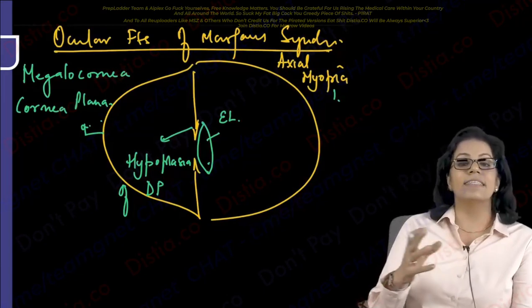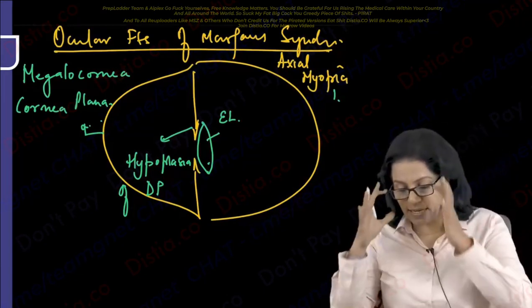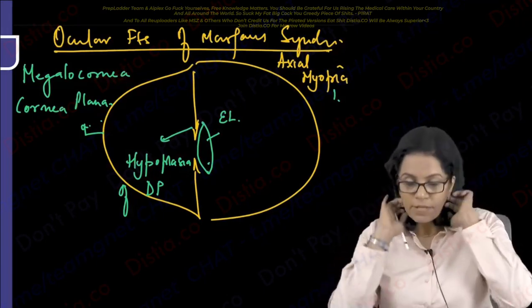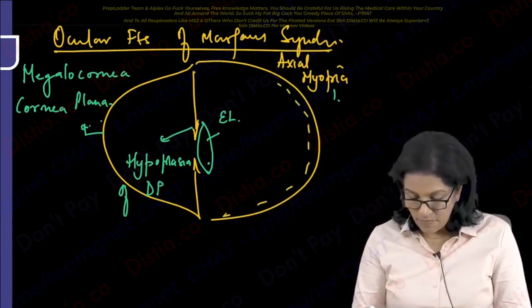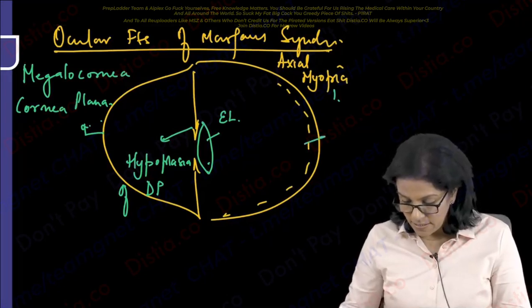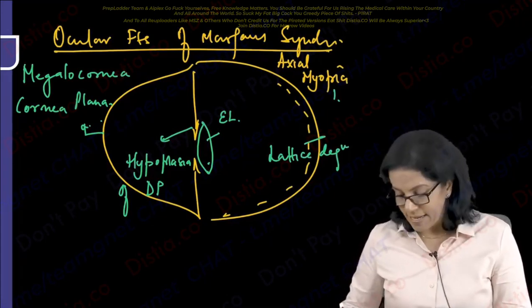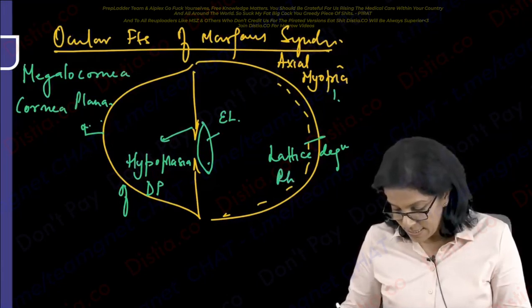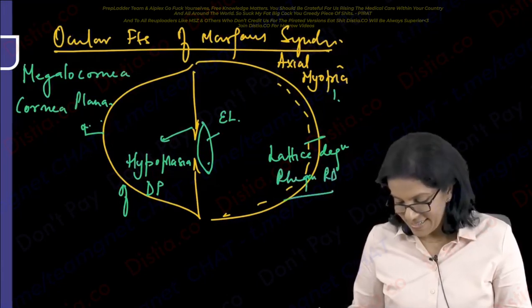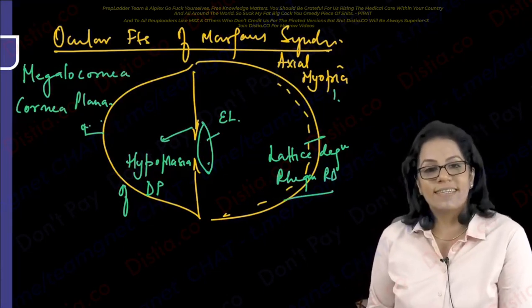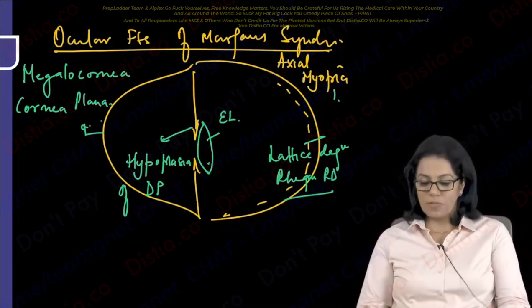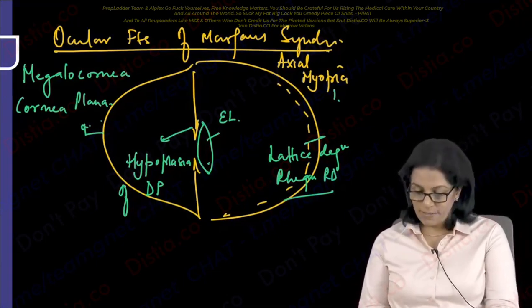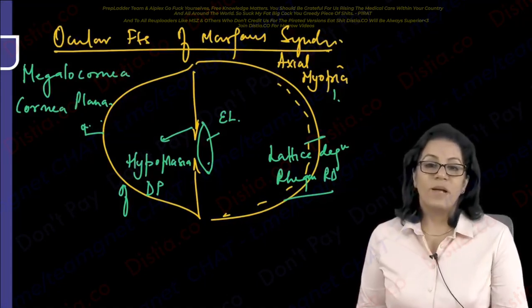And when the axial length is long, can you think of what the changes in the retina are if there is excessive axial length? We will learn it in the retina chapter also, that we can get lattice degeneration in the retina. And what else we can get is rhegmatogenous retinal detachment. We'll talk about the types later; rhegma means break in the retina. These are the findings of Marfan's.